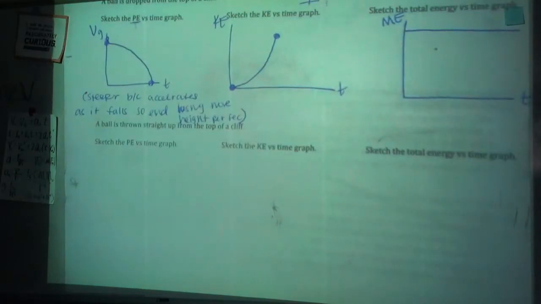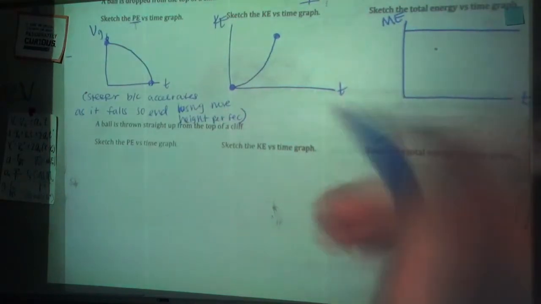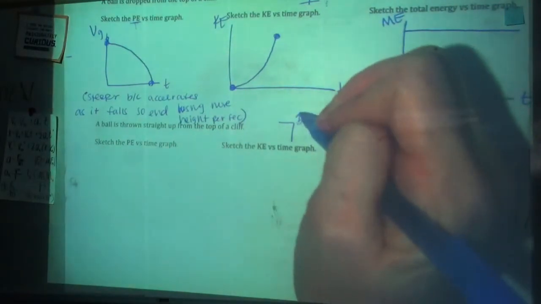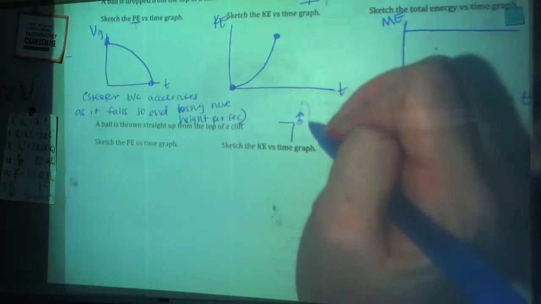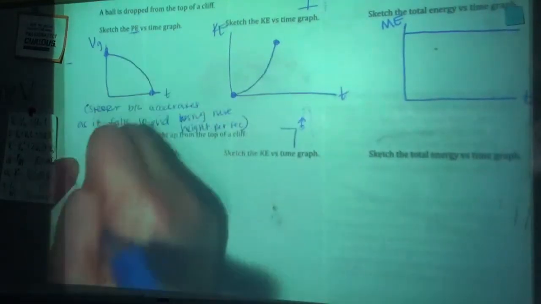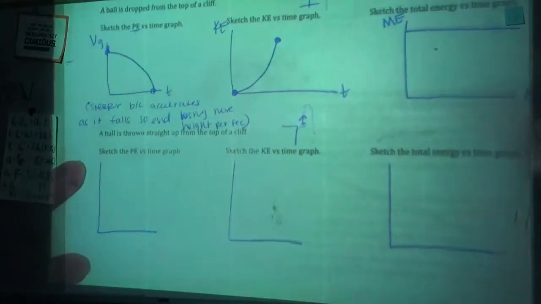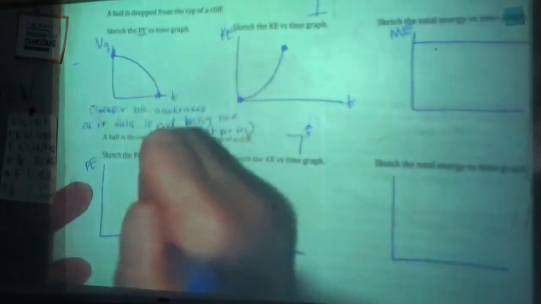Next case is a ball that's thrown straight up from the top of a cliff. So instead of just being released, now it has some initial velocity up. Obviously, with initial velocity up, it's going to go up for a while before it falls back down. So think through your potential energy sketching this. Try these before you watch the answer.